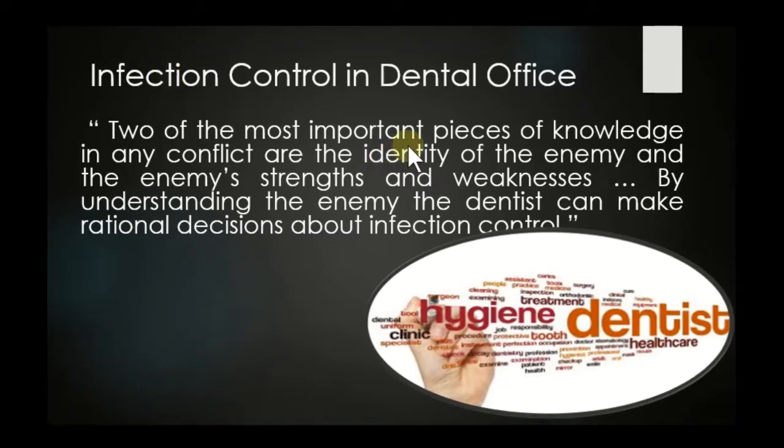There are two most important pieces of knowledge in any conflict. So we have to know the identity of the enemy and also the enemy's strength and weakness. And by understanding this, the dentist can make rational decisions about infection control. So if we understand the pathogens and how they can be easily transmitted from one patient to another, and how they can multiply and spread on surfaces, then we can make logical decisions about infection control in our dental offices.